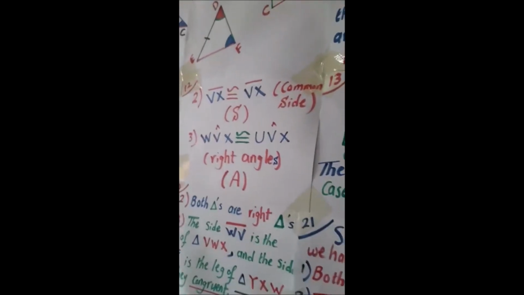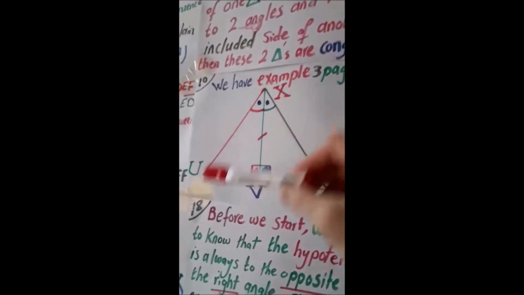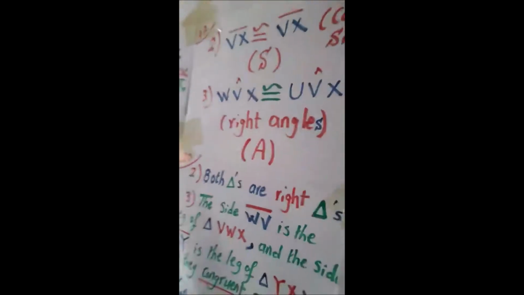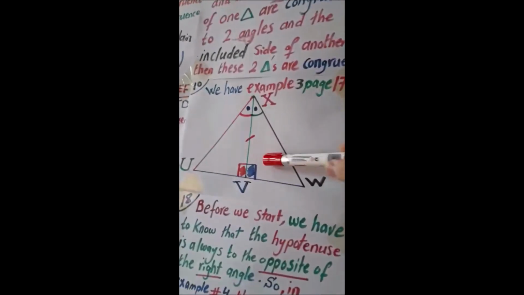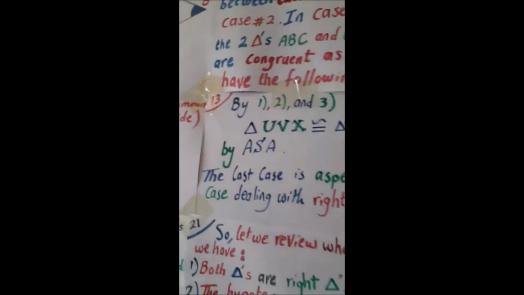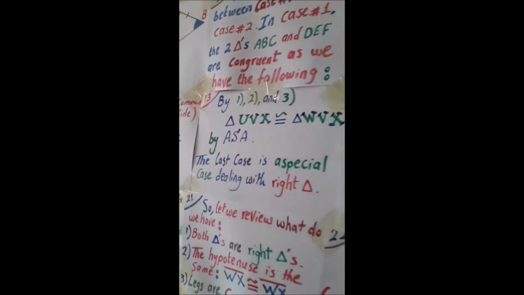Let me continue. And we have WVX is congruent to UVX, right angles. So they are congruent because they are right angles. So guys, if you go back to here, number 1 is angle, number 2 is side, number 3 is angle. So again, we have angle, side, angle. So we proved in this case that these two triangles are congruent by using the postulate angle, side, angle.